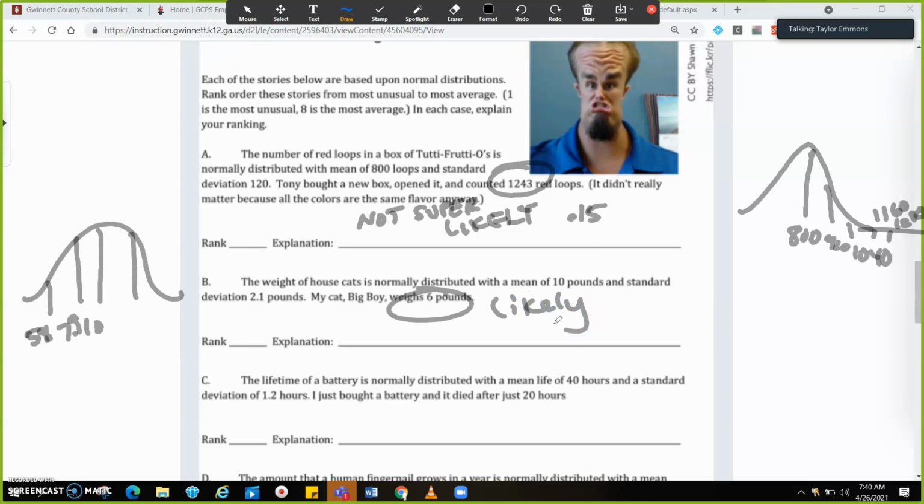So you're grouping these based off of the normal distribution curve. You probably want to draw the curve for all of them and then order them from there. Now we could sit here and go through it, but I'm probably just going to post the answer key and give you a little bit of time to do it.